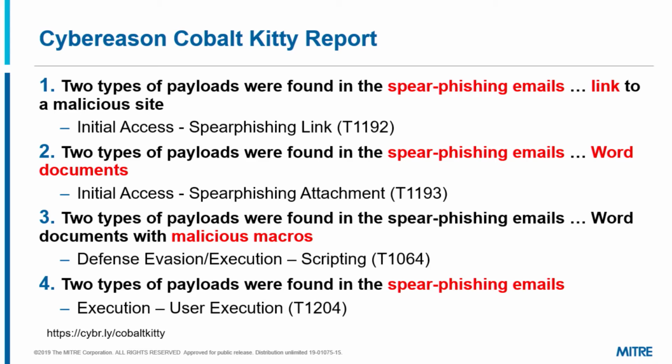The next one, 2 types of payloads were found in those spear phishing emails, so this is sort of an implied technique. In order to get those payloads to execute, the user was probably doing that, so we map it to user execution. This is often one that I forget even, or analysts are likely to miss, but generally whenever there's spear phishing attachment or spear phishing link, the method of execution is commonly user execution.